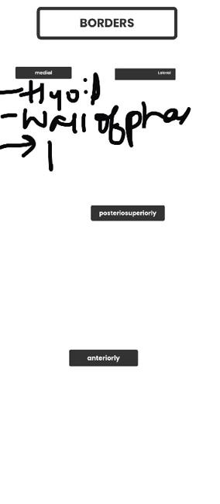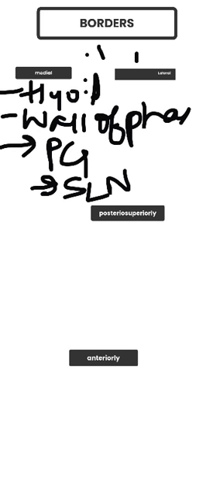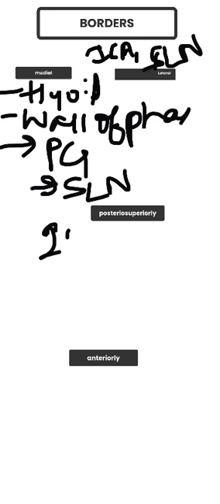Now coming to the borders, you have the medial borders, the lateral borders, the posterior superior borders, and the anterior borders. In the medial borders you have the hyoid bone, the wall of the pharynx, the parotid gland, and the superior laryngeal nerve. Laterally you have the internal carotid artery and the superior laryngeal nerve. Posterior superiorly you have two muscles. Remember this as two muscles, two nerves, and one gland.